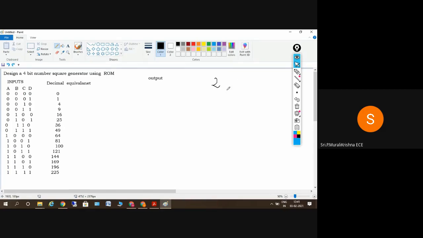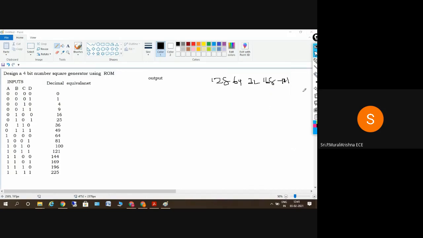What I mean to say here is that I have to give the binary code. So binary weights are 128, 64, 32, 16, 8, 4, 2, 1. 128 plus 64 plus 32 is 224. So 225 binary code is 111 followed by four zeros and then 1.